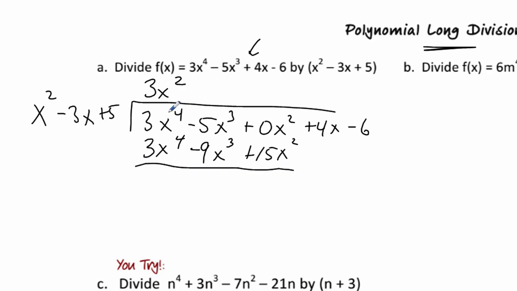How do I get rid of 3x to the 4 and 3x to the 4? Remember, I have to subtract them. Well, I'm subtracting, so that means I'm going to subtract everything. So 3x to the 4 minus 3x to the 4 is 0. I'm not going to write it.